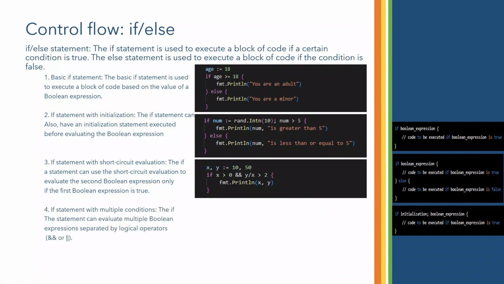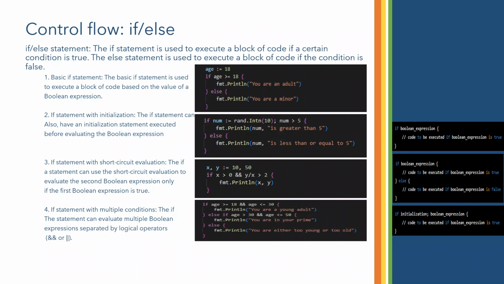The fourth variation of the if statement is the if statement with multiple conditions. The if statement can evaluate multiple Boolean expressions separated by logical operators. What do I mean by that? For example, in this case, if age is greater than 18 and age is less than or equal to 30, then you are an adult. Else if age is greater than 30 and age is less than or equal to 50, then you are in your prime. Else you are either too young or too old, right?